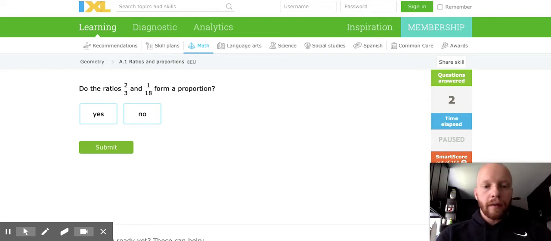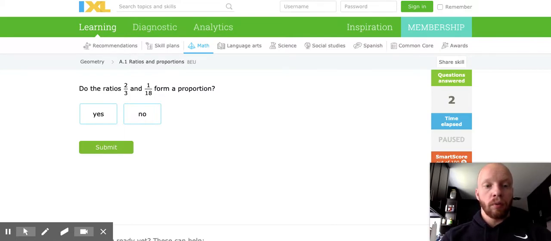All right. So today we're going to learn about ratios and proportions, which is the next part of our learning journey. So what we want to do is check whether the ratios 2/3 and 1/18 form a proportion.